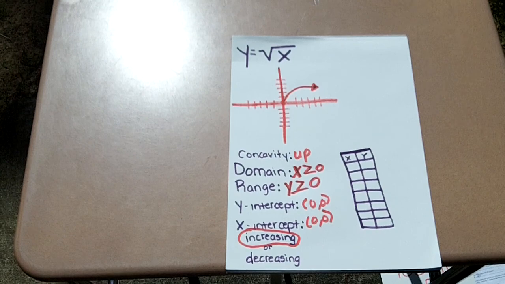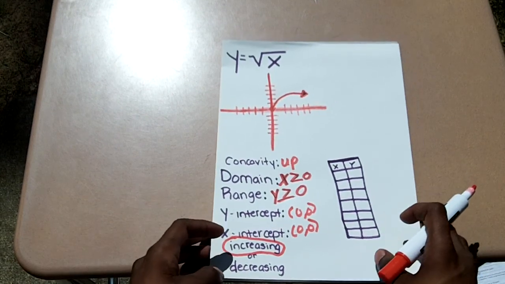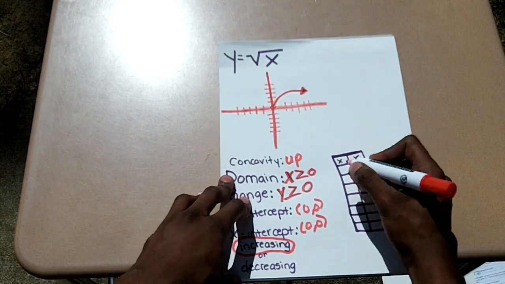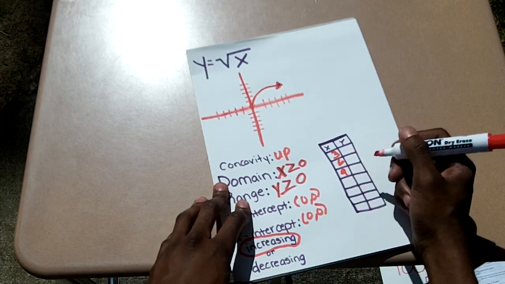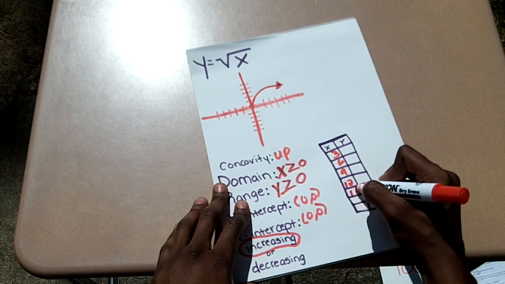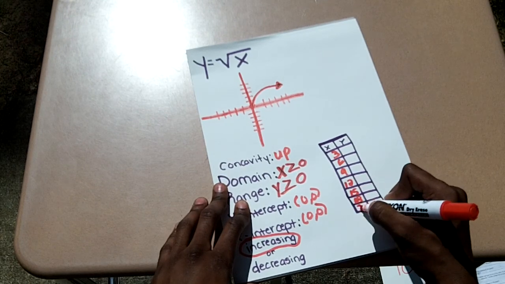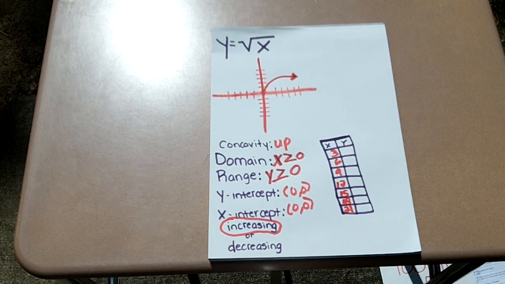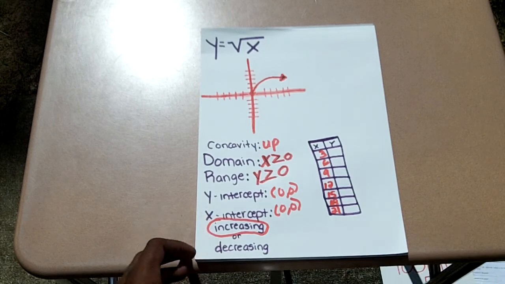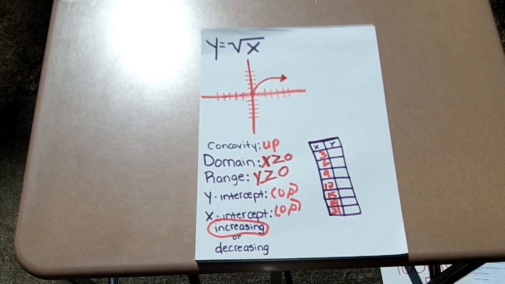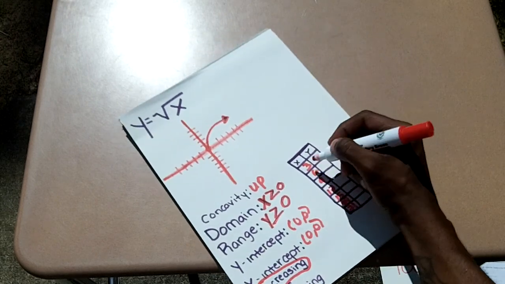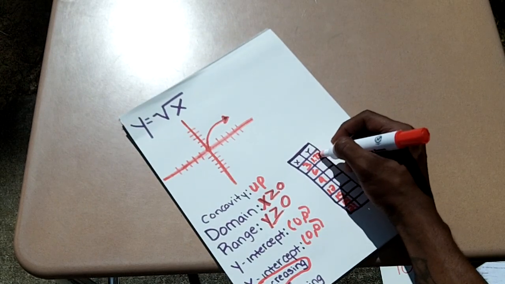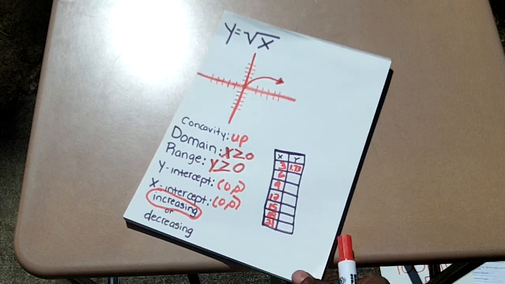Now we move on to the chart. I did my chart numbered by 3s. You can do yours however you like. 3, 6, 9, 12, 15, 18, 21. And if you plug this into your calculator, when x is 3, y is always going to be 1.73. Actually, let me use my red pen for this.